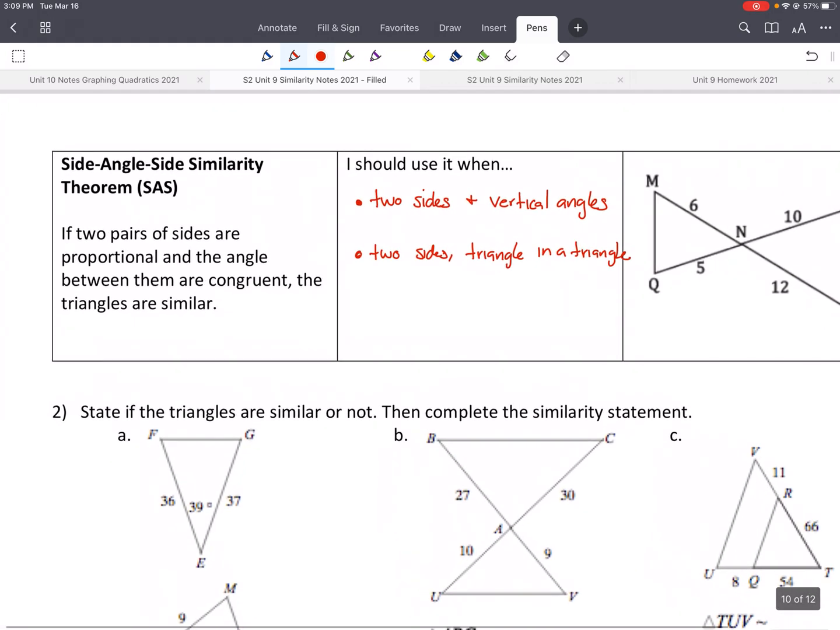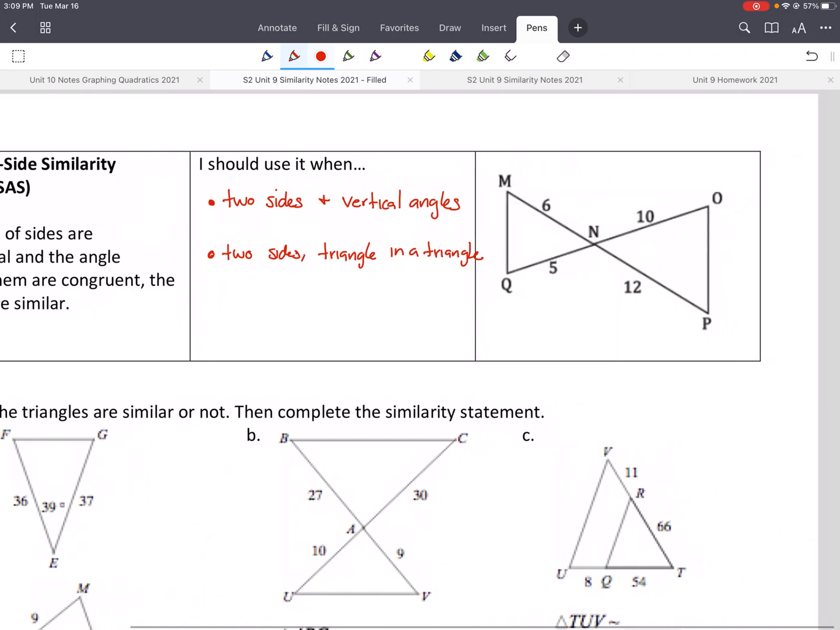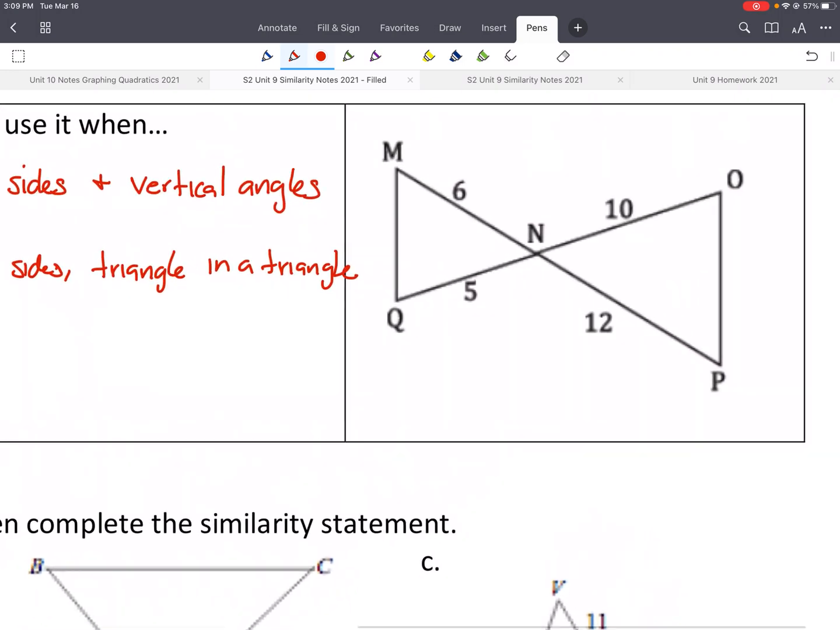All right, next we have side angle side similarity. So if two pairs of sides are proportional and the angles between them are congruent, then the triangles are similar. We'll use it in a situation like this, where we have two pairs of proportional sides, and we also have two congruent angles that are between those two sides. So again, these are vertical angles, so we know that the angles are the same.